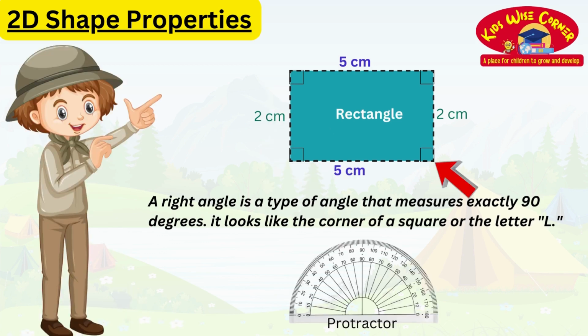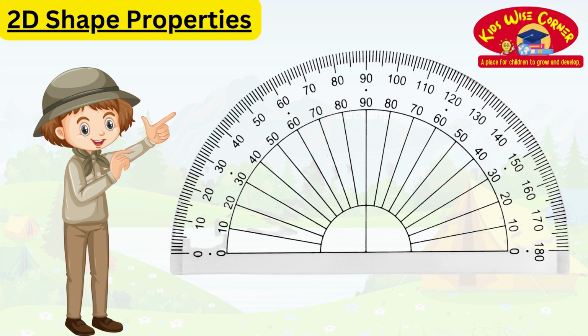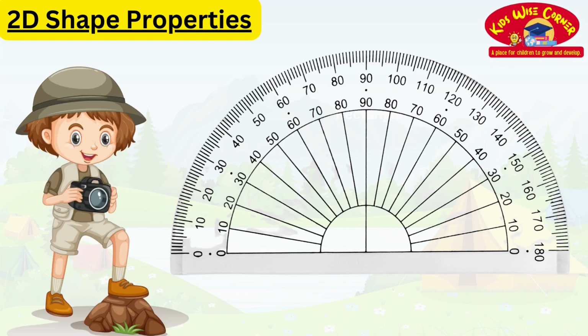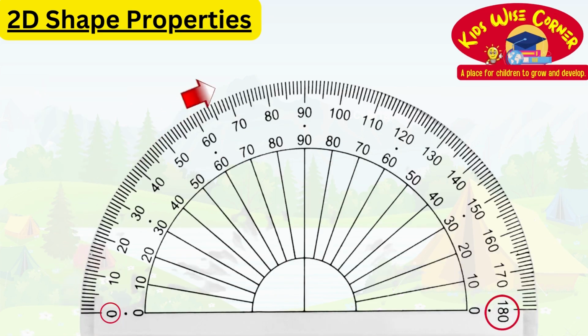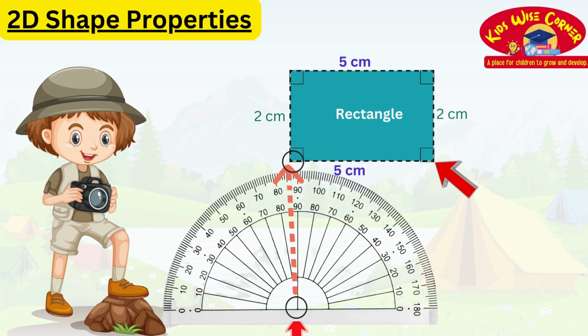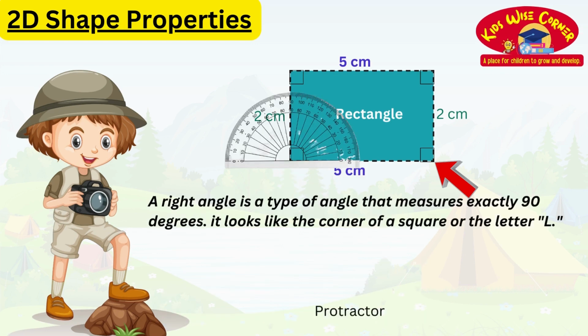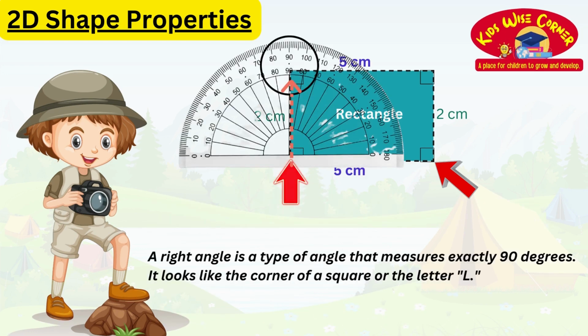We can use a protractor found in any math set. This is what a protractor looks like. A protractor is a tool used to measure angles in degrees. It looks like a half circle with markings from 0 to 180 degrees. We place the cross shown by the arrow onto the corner of the rectangle. If we look closely, we will see the line in the middle is pointing to 90 degrees. Because it measures 90 degrees, it is a right angle. If we measure all four corners, they will all measure 90 degrees, giving us 4 right angles.